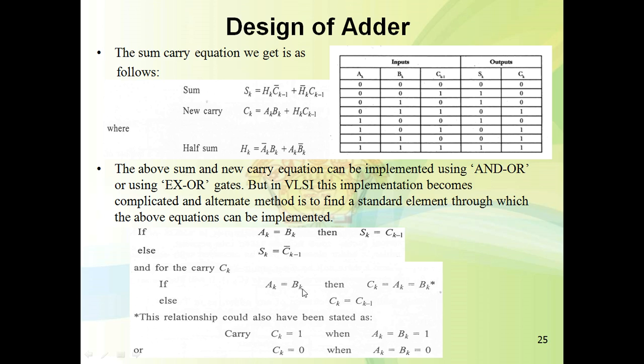And when ak is equal to bk, then ck is equal to ak, which is equal to bk. And when ak is not equal to bk, then carry is equal to ck minus 1. So these are the two equations you will get for the adder.